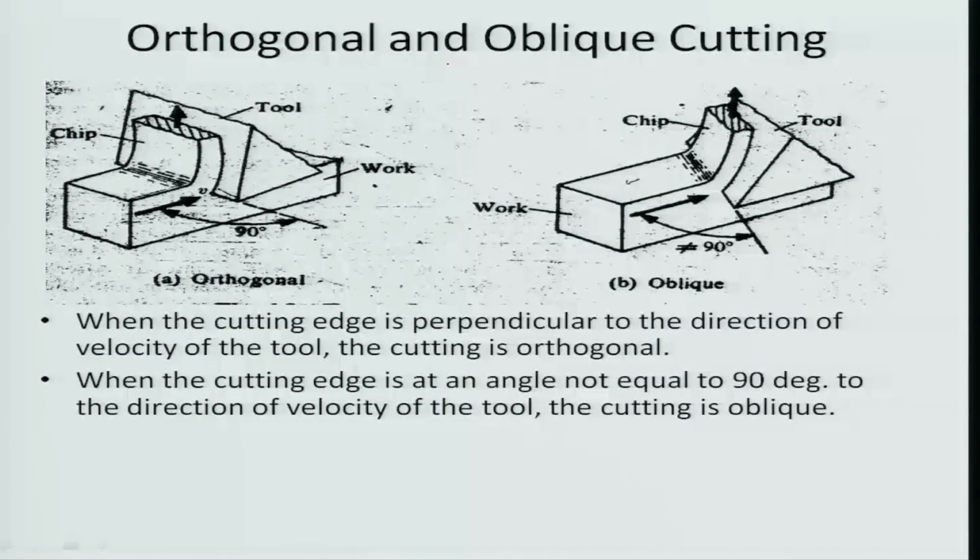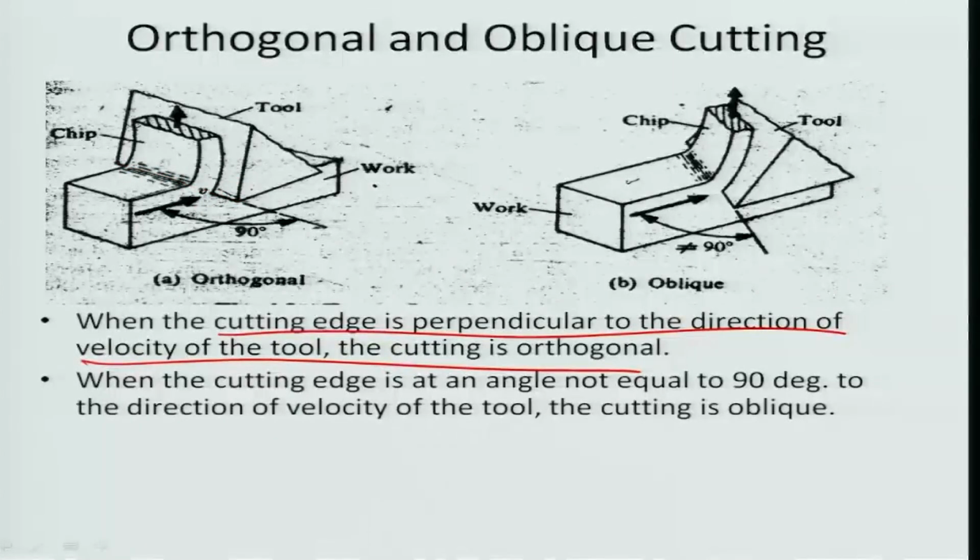In the orthogonal process, typically the cutting edge is perpendicular to the direction of velocity of the tool. You can see here the cutting edge is exactly perpendicular to the direction of the tool motion, which in this case is being shown as the direction of the workpiece motion, but the tool motion can be thought of as relatively moving against the direction in which the workpiece is moving. So, it is in this particular direction, and this edge here of the tool is exactly perpendicular.